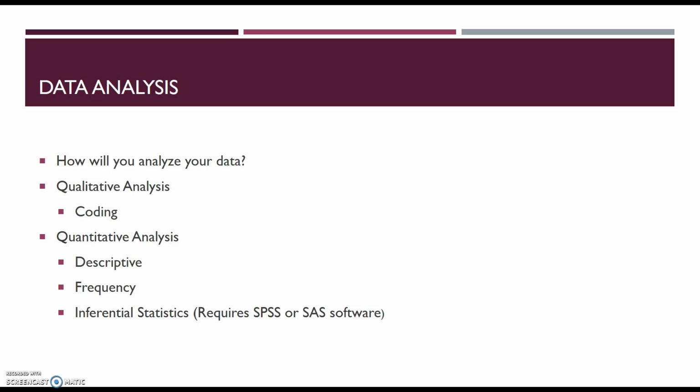Data analysis. How will you analyze your data? With qualitative analysis, it's usually through coding or finding those common themes. With quantitative analysis, it's descriptive. You could describe your data with frequencies, where you just calculate out the frequency or the percentages. For more detailed quantitative studies, you may be required to do inferential statistics, and that's if you're looking for associations or correlations. And that usually requires SPSS or SAS software.